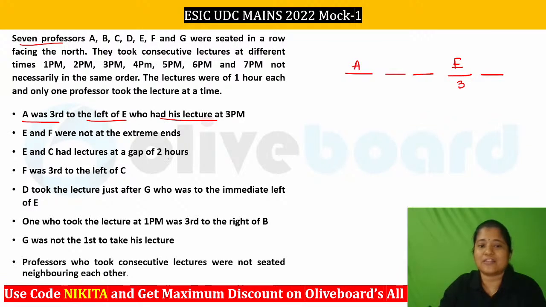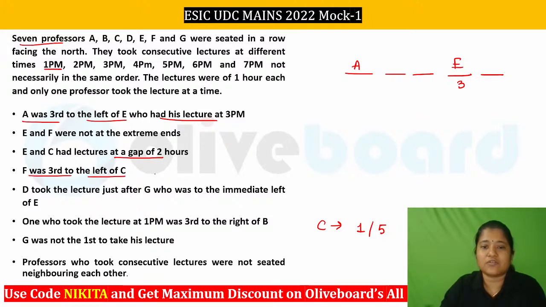Now E and C had lectures at a gap of 2 hours, right? So that means C can be there at 1, because 1 p.m. is also there, or C can be there at 5, because we have a gap of 2 hours. Now a gap of 2 hours between 3 p.m. and 5 p.m. is 2 hours, right? So we are not saying that 3 hai to fir we have to take 6 p.m., that is we are having 4 p.m. and 5 p.m., right? We are talking about a duration gap here. So C can be either 1 p.m. or at 5 p.m. Okay? So E and C had lectures at a gap of 2 hours.